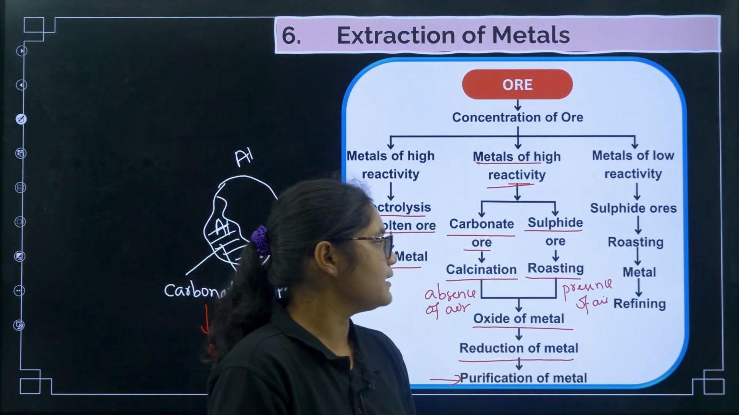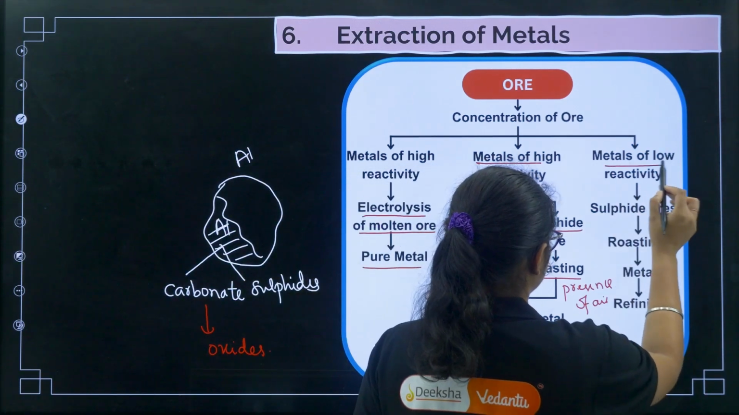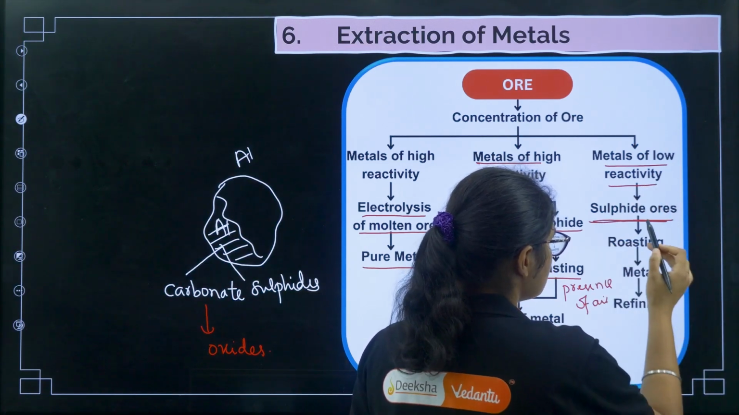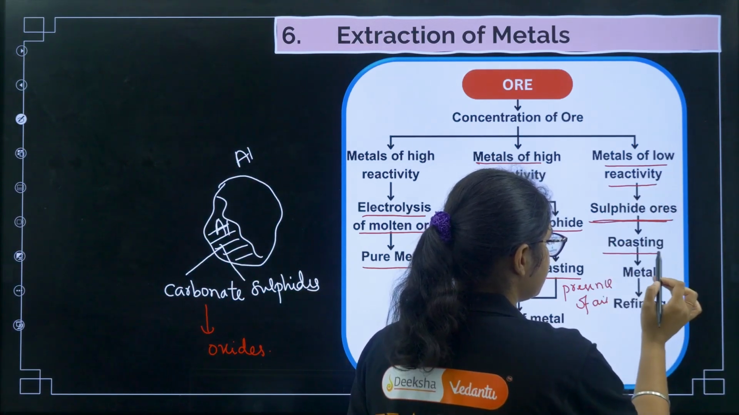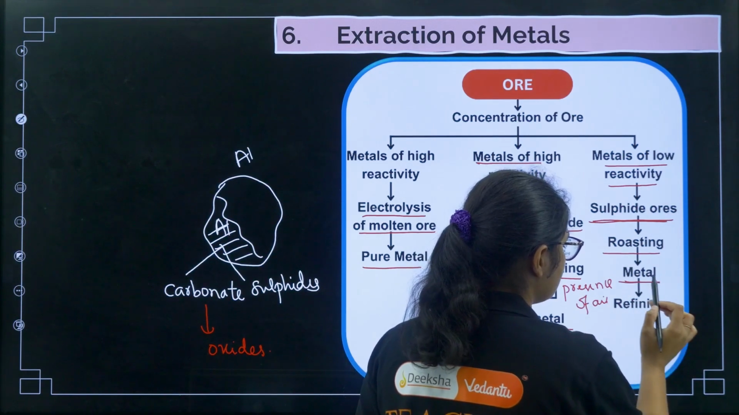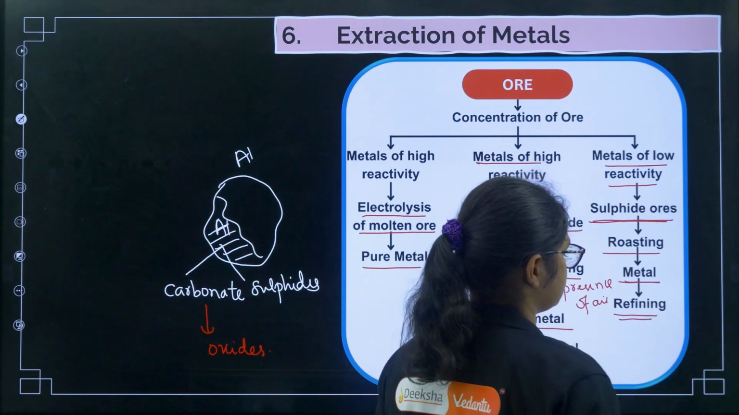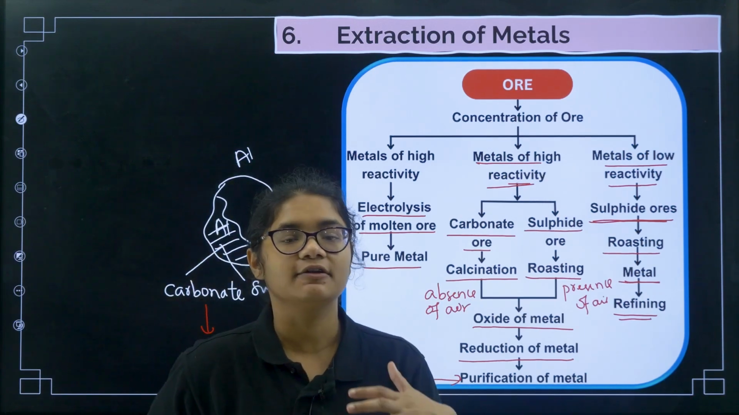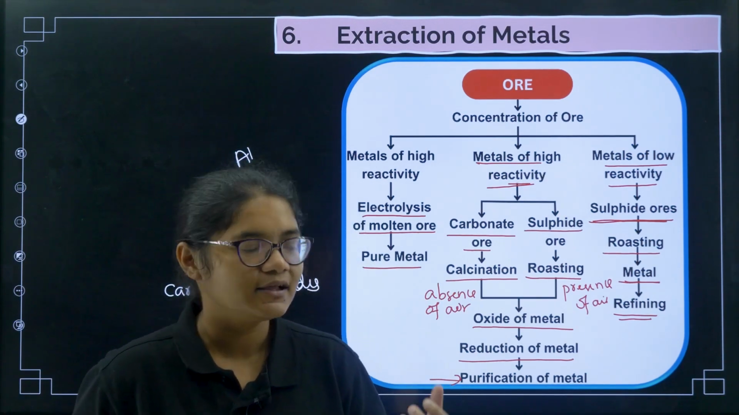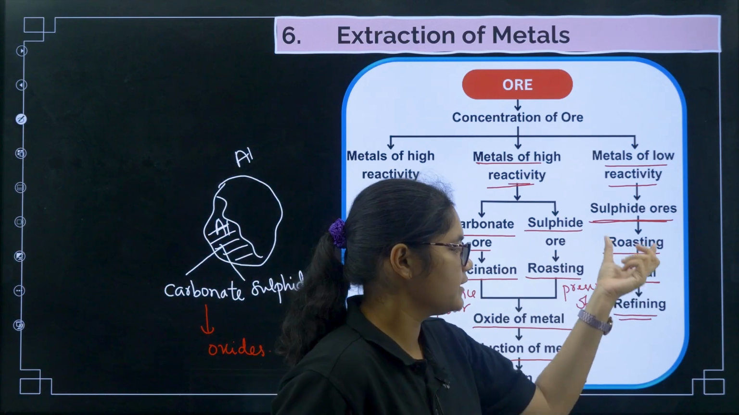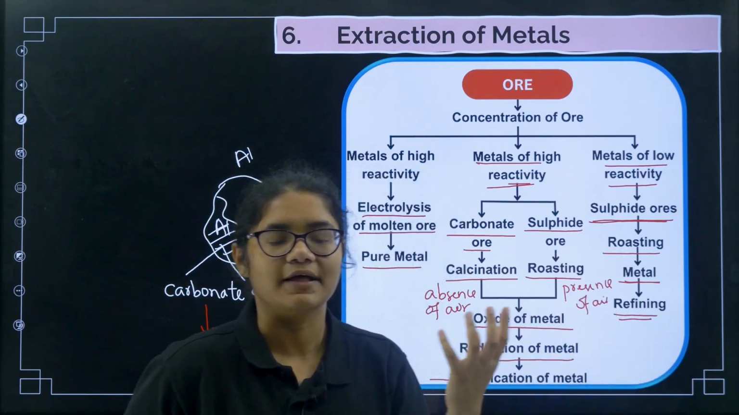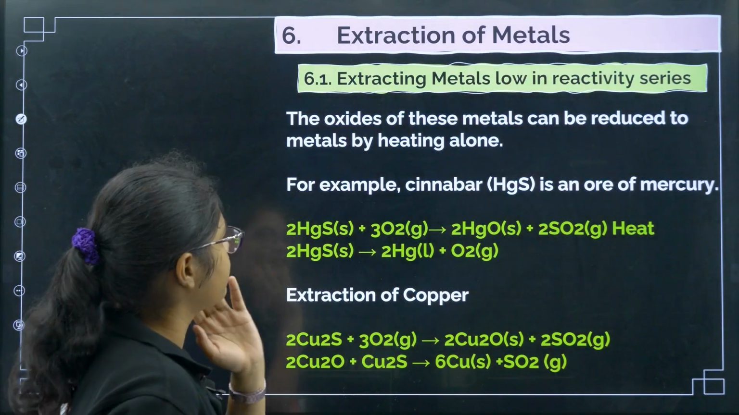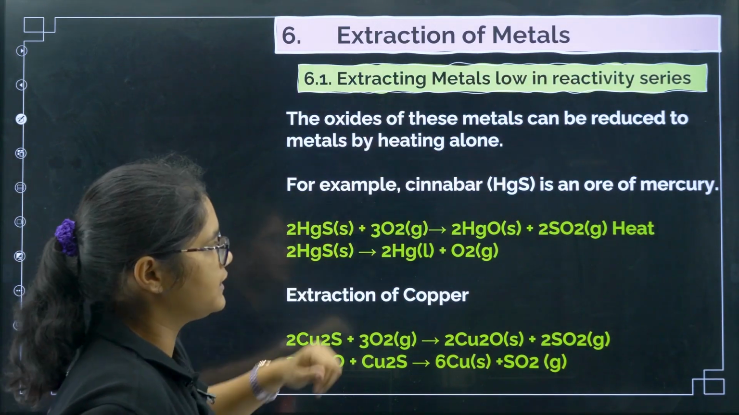Now if the metal is of very low reactivity, these metals are generally found in the form of sulfides. Then we do roasting, and here we get the metal, and then we do refining of these metals. So for low reactivity metals, generally they are found in the form of sulfides, and these sulfides undergo roasting, and then we convert them into metals and then we refine them.